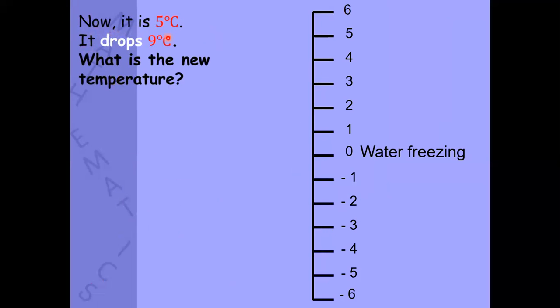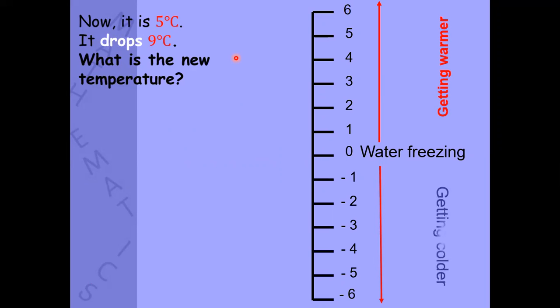Now the temperature is 5 degrees Celsius. It drops 9 degrees Celsius. What is the new temperature? In the first example, we used the word rises. Now it drops. When it rises, the temperature gets warmer. But what do you think if the temperature drops? When it rises, it is getting warmer, and when it drops, the temperature is getting colder.